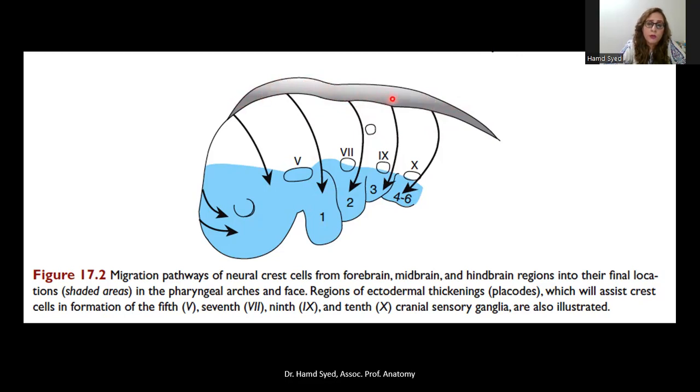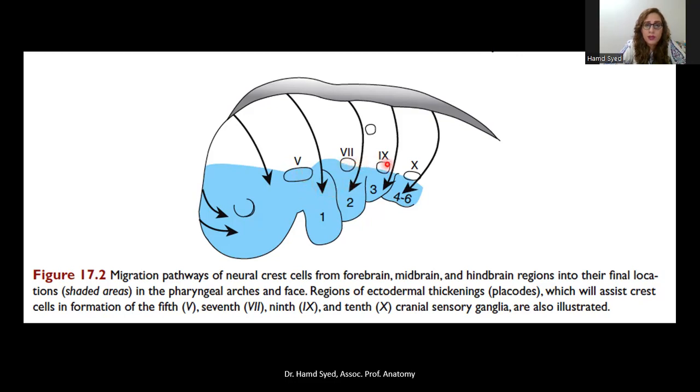If you recall, during the 3rd week of development, the process of neurulation takes place, and during neurulation, as the neural folds unite, a population of cells pinches off from the edges of the neural folds. These are the neural crest cells. These neural crest cells are moving from the areas of the hindbrain towards the area of the pharyngeal arches. And like I mentioned before, the neural crest cells are going to contribute to the formation of the skeletal components of the pharyngeal arches, whereas the original mesoderm of pharyngeal arches will form the musculature.